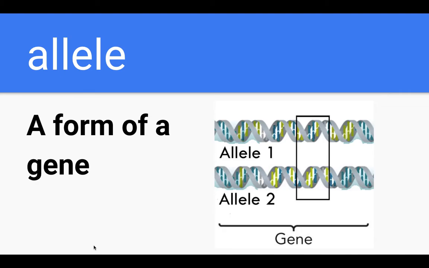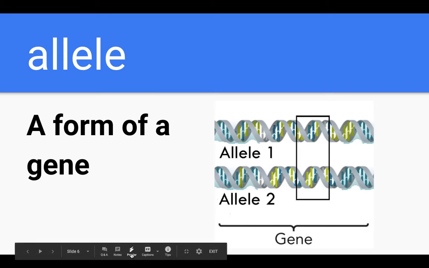Each of those chromosomes contains the same basic information. So chromosome number 1 might contain information about eye color, skin color, and let's say whether you're going to have dimples or not. But the information that my mom gives me about those traits might not be the exact same information that my dad gives me about those traits. So an allele is a form of the gene.